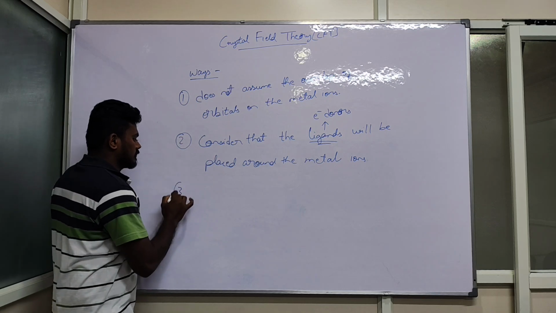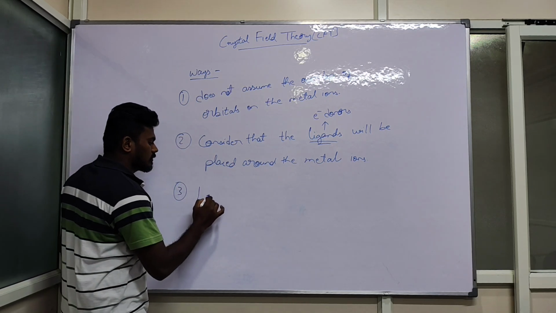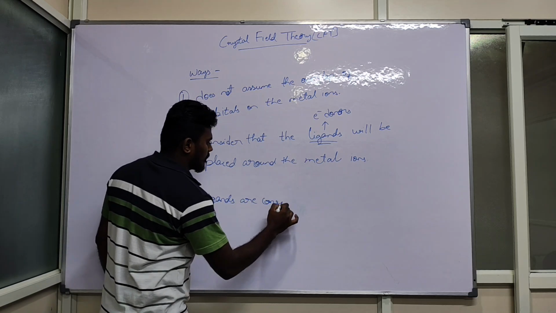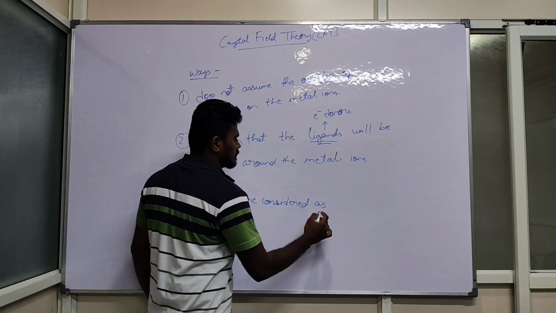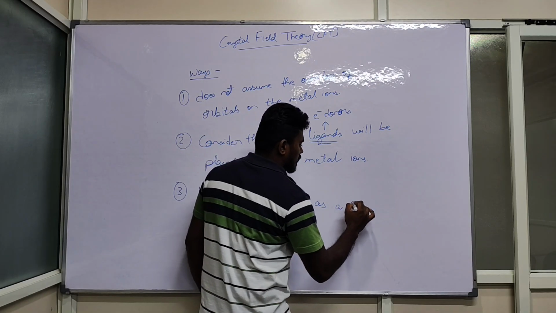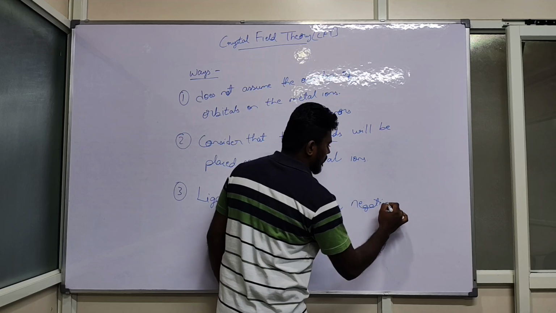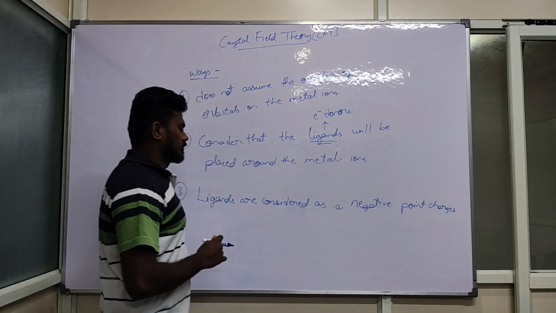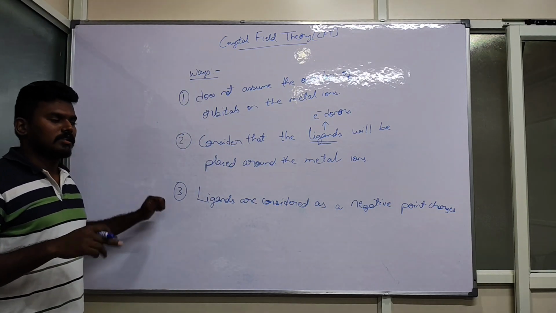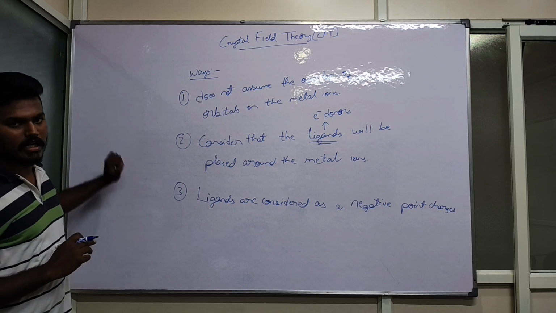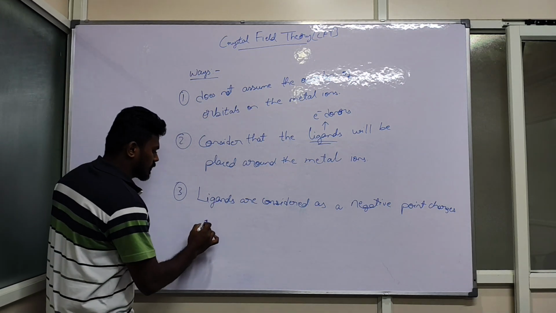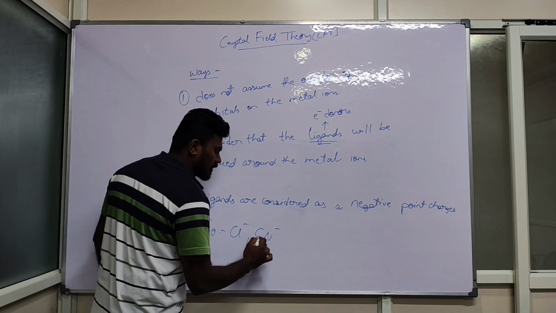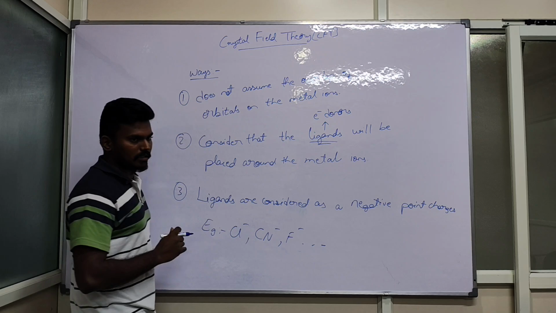And here in CFT, the ligands are also considered as negative point charges. So here, according to CFT, the ligands are considered as negative point charges. Examples you can consider are Cl minus, CN minus, F minus, etc.